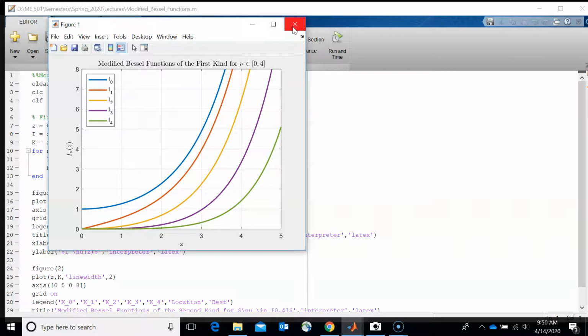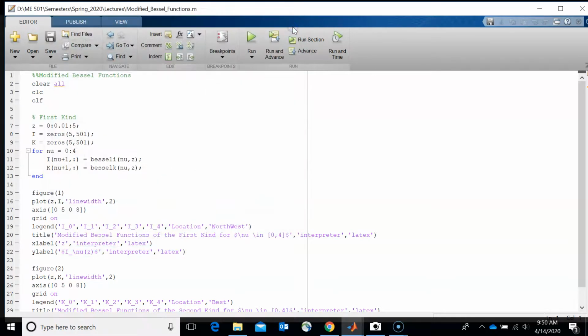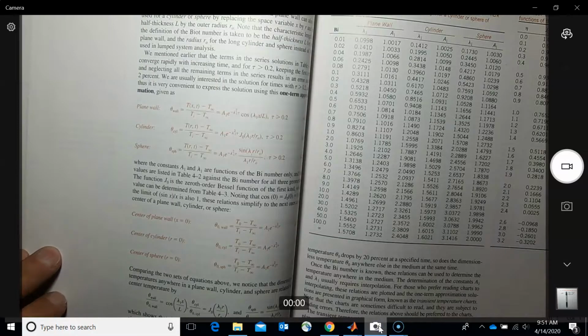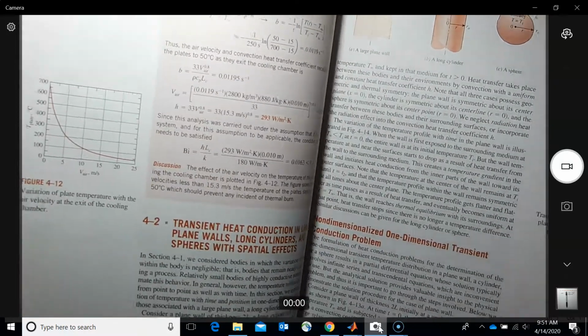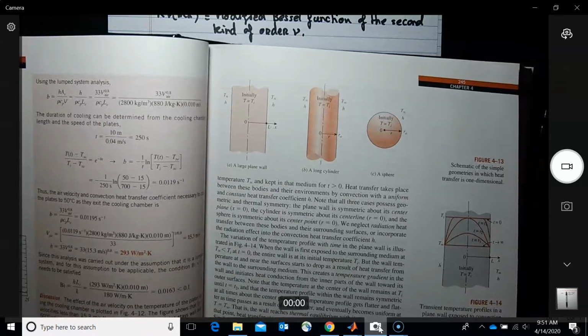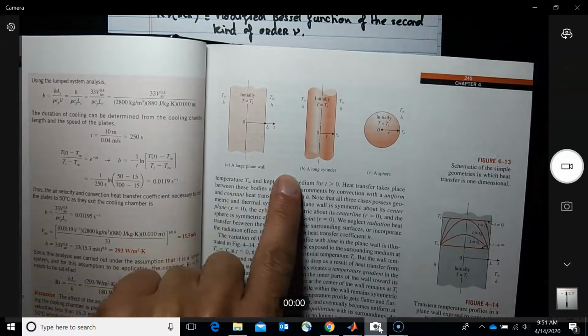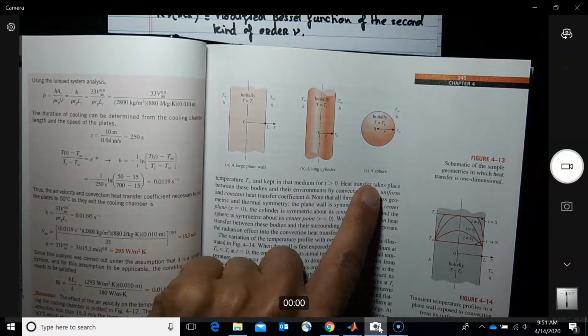We're going to do an example, but this is applicable a lot in heat transfer. In order to show you, I took a heat transfer textbook over here. Let me go to the camera again. All right, so here we go. This will be the type of problem we'll be solving: a plane wall, a cylinder, and some type of sphere.